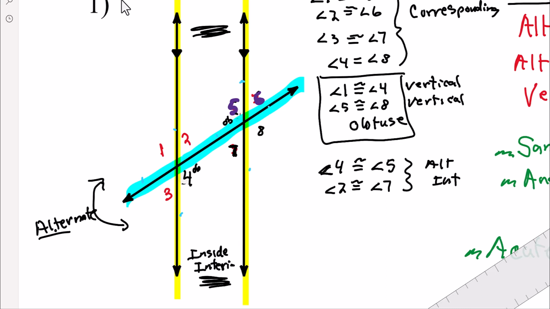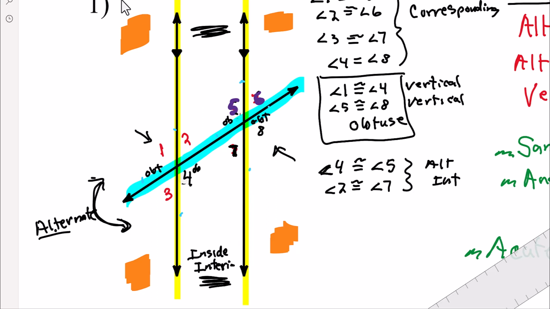So let's look at the exterior. So exterior, everything out here. So look at what we have. We have 1 on the other side. We have 8. Those are both obtuse. So this is an obtuse angle, and this is an obtuse angle. 1 is on the left side, 8 is on the right side. So angle 1 is congruent to angle 8. That means angle 3 is congruent to angle 6.